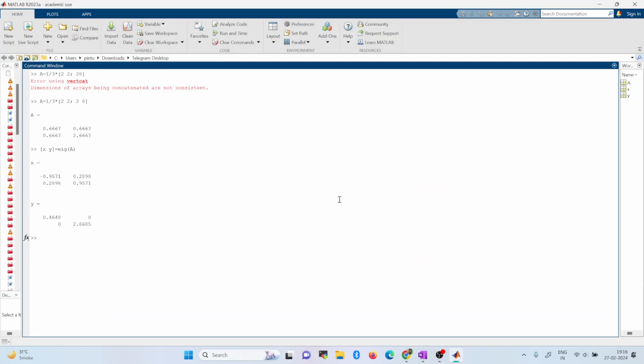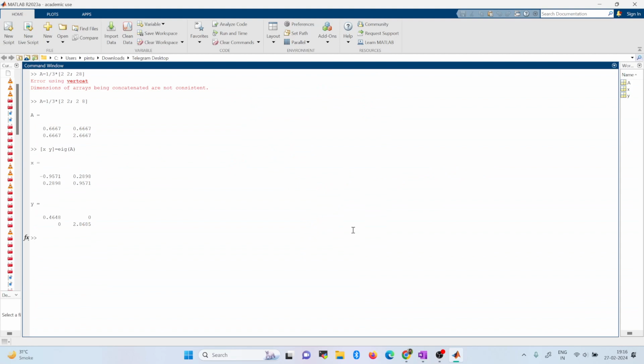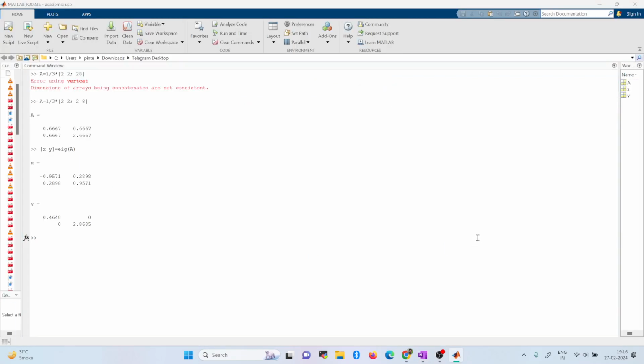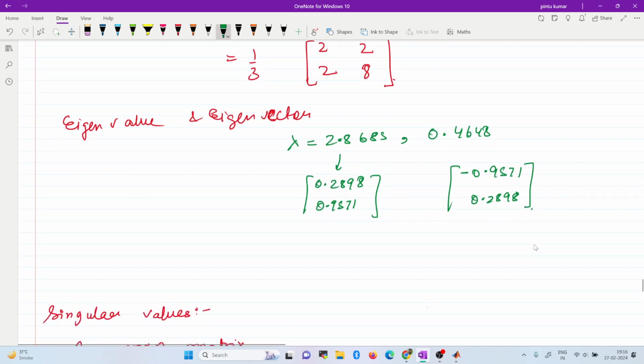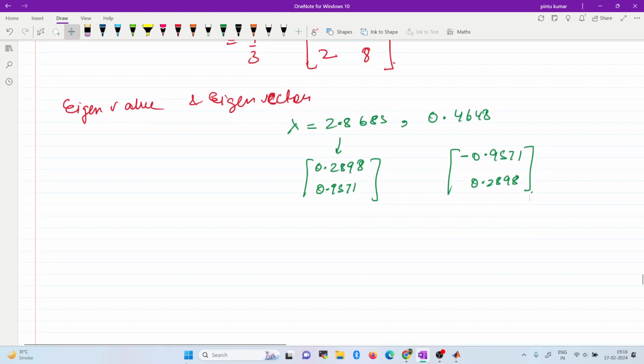Now the corresponding eigenvectors are, for this one we have 0.2898 and 0.9571. Okay, and for this we have minus 0.9571 and 0.2898. Okay, so we have to find the principal component.